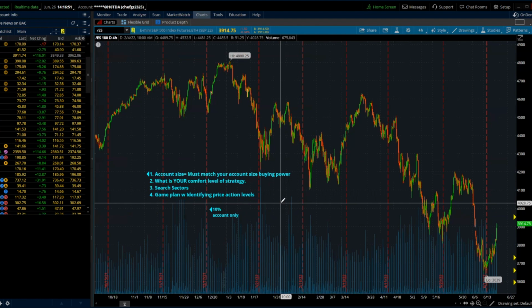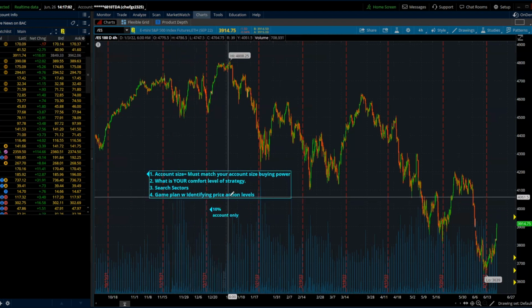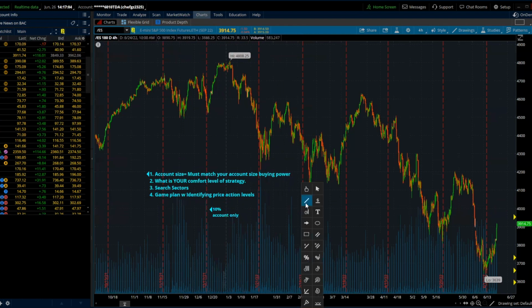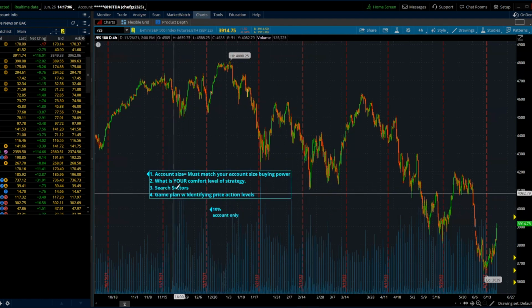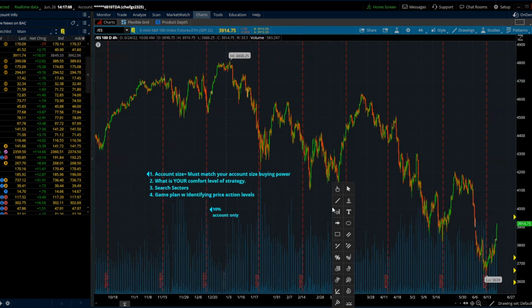Whatever it is, I don't care what it is, as long as you are 100% comfortable knowing that your account size matches the ticker, and that you can break down the sector and then come up with a game plan with identifying price action levels. Okay, so these 4 things, guys, I hope you understand that.